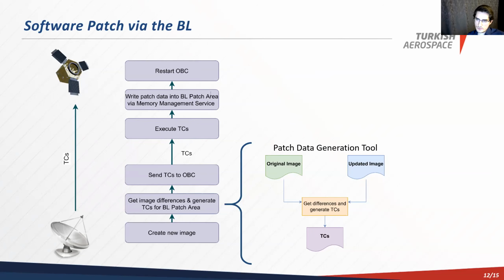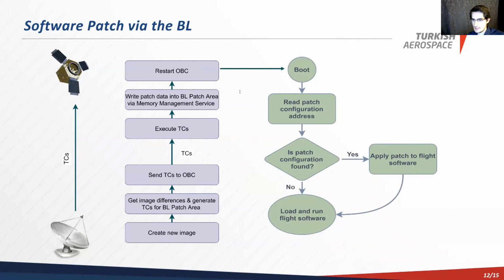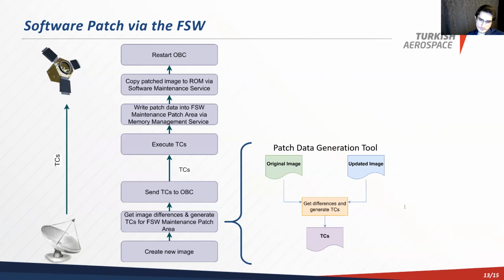After this, a simple restart will have us go into the flowchart that we showed you in the previous slide. Our bootloader will start and read the patch configuration address we have set earlier, and this will show the bootloader that there is a patch to be applied, and it will apply the patch. All right, so in the flight software approach, we do the same thing.